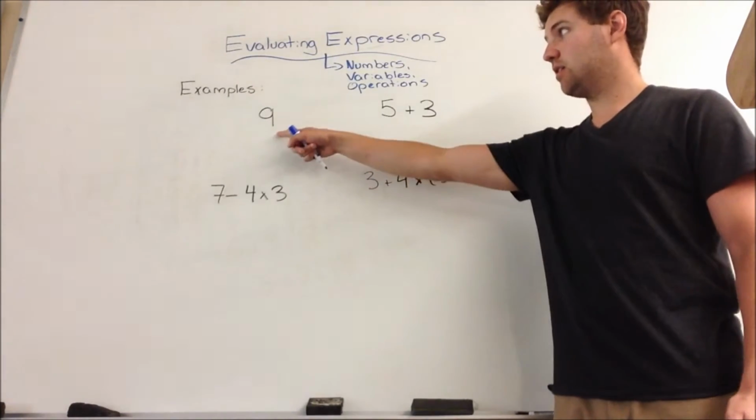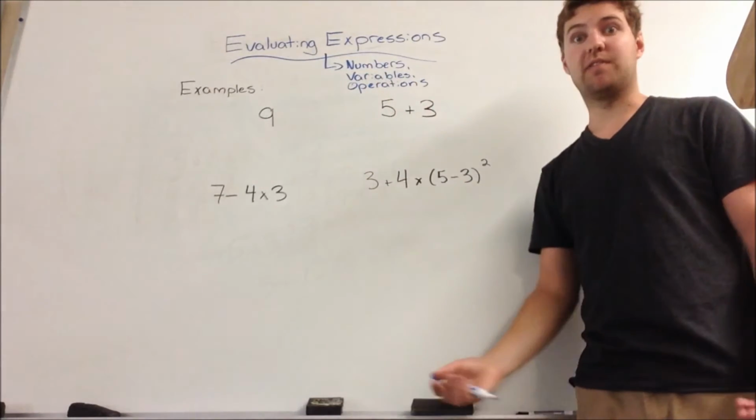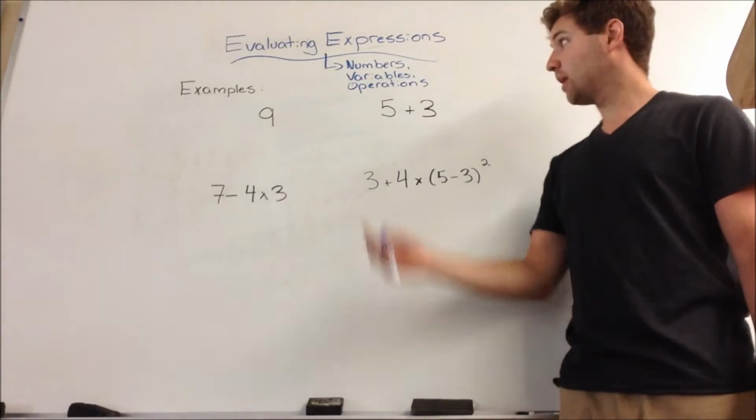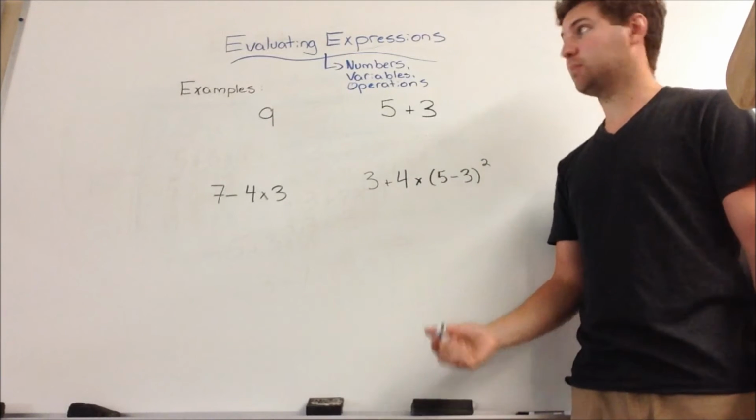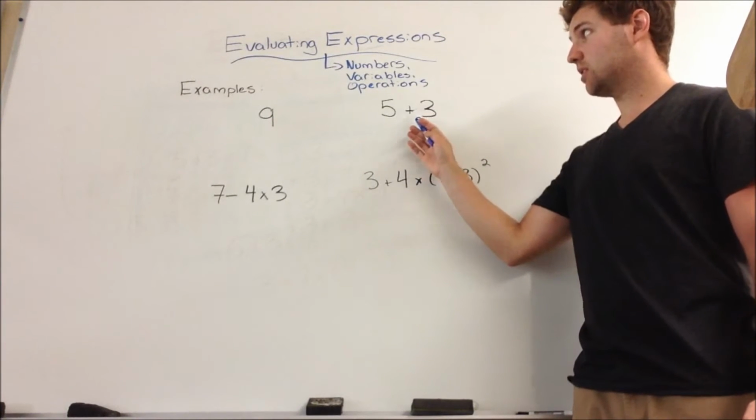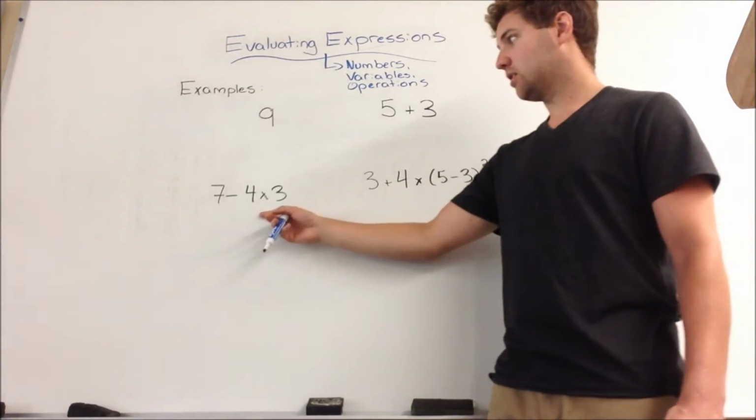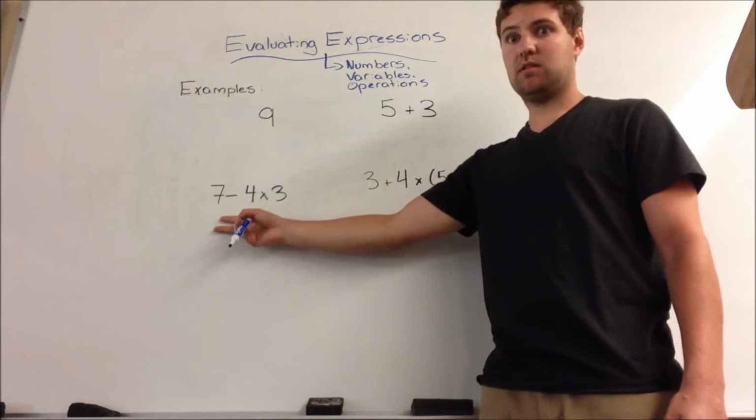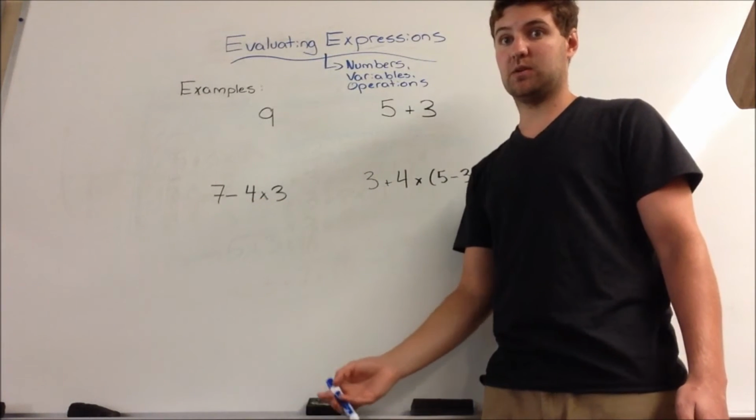And remembering, we're not going to look at variables today, but here are some examples of expressions in math. 9. That's an expression. It is a number, in this case just a single number. Over here, 5 plus 3 is a mathematical expression. This one has two numbers and an operation. Over here we see a slightly more complicated one, but again this one has numbers, 3 this time, and 2 operations in between those numbers.